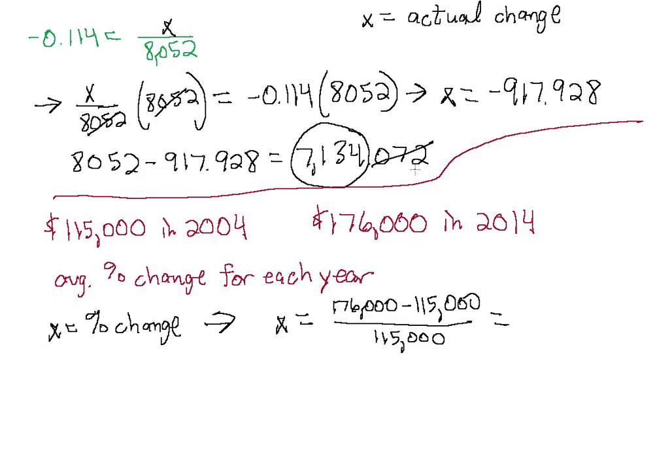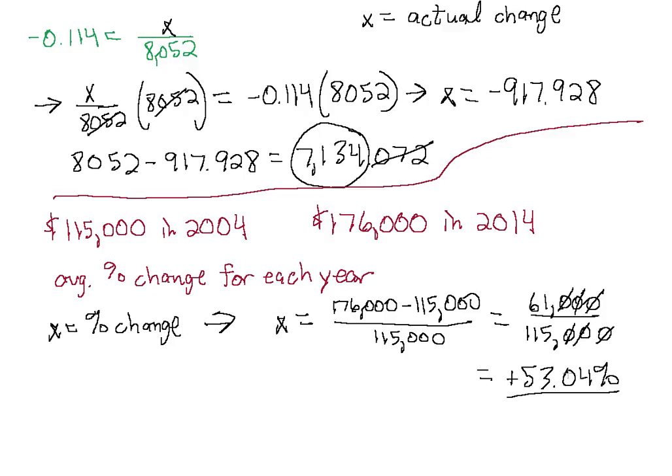Okay, one step at a time. 176,000 minus 115,000 is 61,000. Then we still have 115,000 on the bottom, which is our original amount. We can cancel these zeros, three of them and three of them. It's left with 61 over 115, which is the same as a positive percent of change of 53.04%. This is the percent of change.